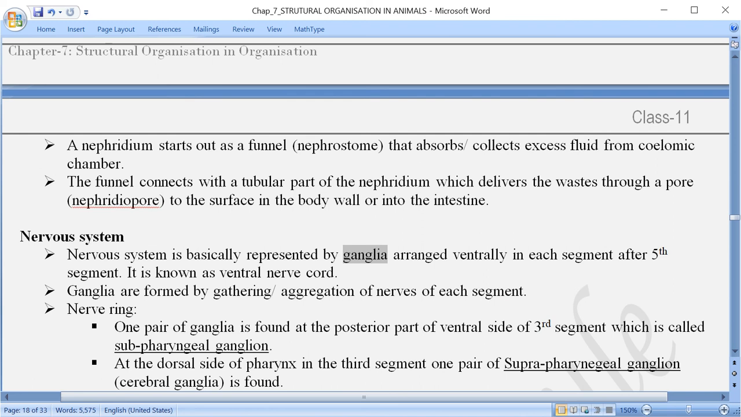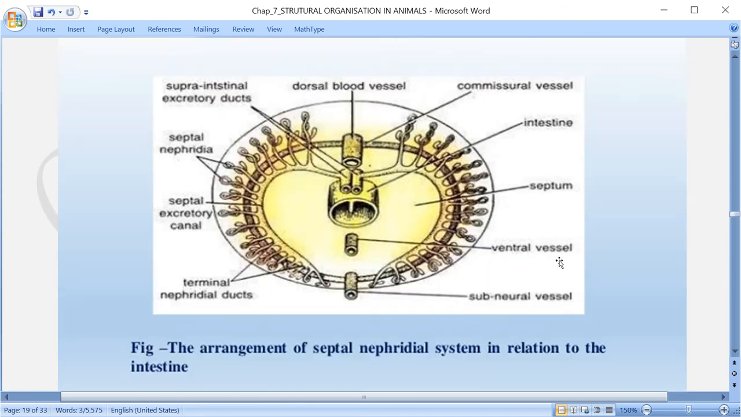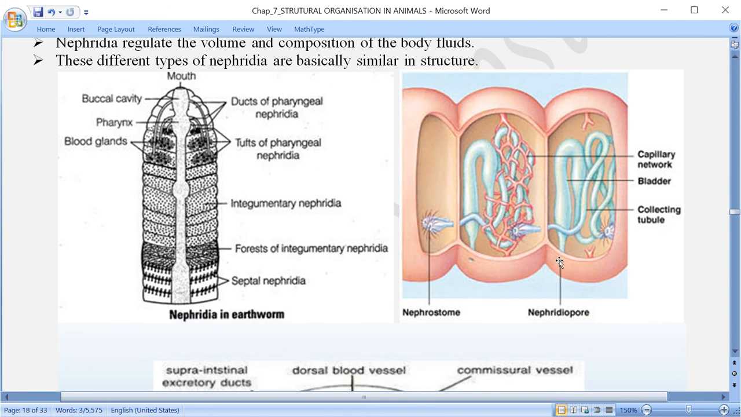And that's why here at the end, what I am talking about is the funnel. कौन सा funnel है? Nephrostome की बात कर रहे हैं. It connects with the tubular part of the nephridium, so that whatever waste has been absorbed by the nephrostome can be sent outside the body. One method is through the body surface, or otherwise another one by pouring the waste into the intestine. So that was about the excretory system of the earthworm. Thank you.